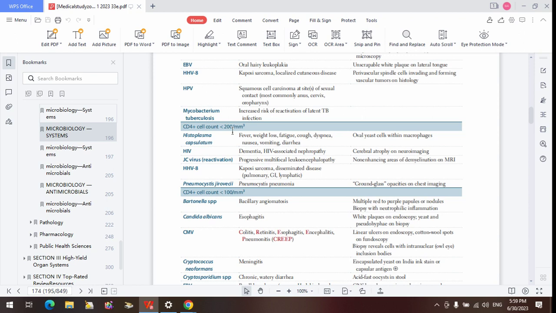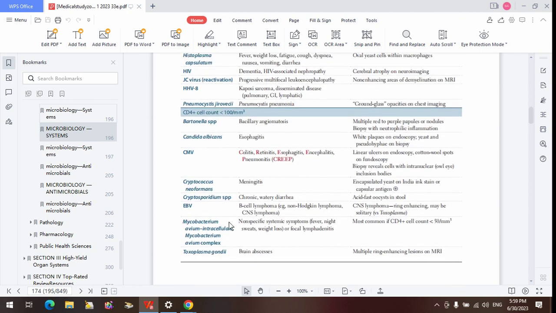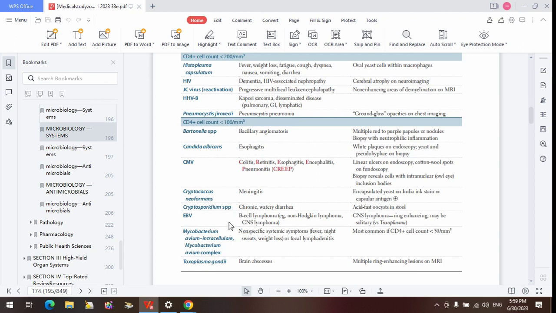We are done. Then for the last one, we just remember two things first. Mycobacterium avium and toxoplasma, they are together. Avium and toxoplasma are the last in the spectrum, less than 100. So you can see here that toxo presents as brain abscess, multiple ring enhancing lesions on MRI. You should not forget that. Multiple ring enhancing lesions in someone that is immunocompromised, you want to think of toxo. So if this guy is having toxo, how do you treat? What do you give to treat? Can you remember that?